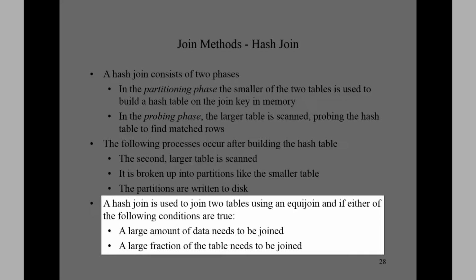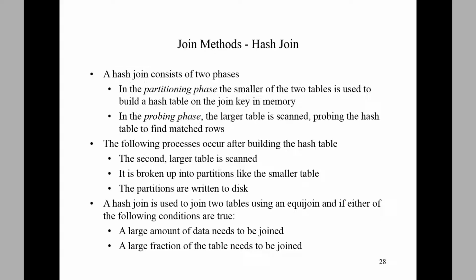A hash join is used to join two tables using an equijoin, and if either of the following conditions are true: a large amount of data needs to be joined, or a large fraction of the table needs to be joined. A hash join is best used when the smaller table fits in available memory. The cost is then limited to a single read over the data of the two tables. The hash join can still be used even if the smaller table does not fit entirely within memory. The system would use external storage.